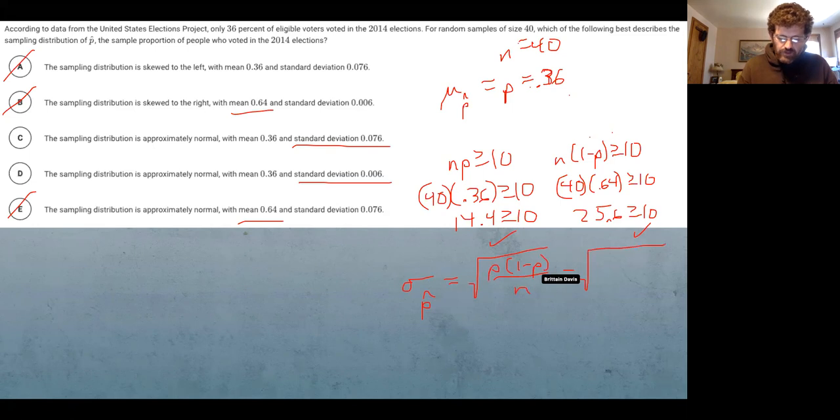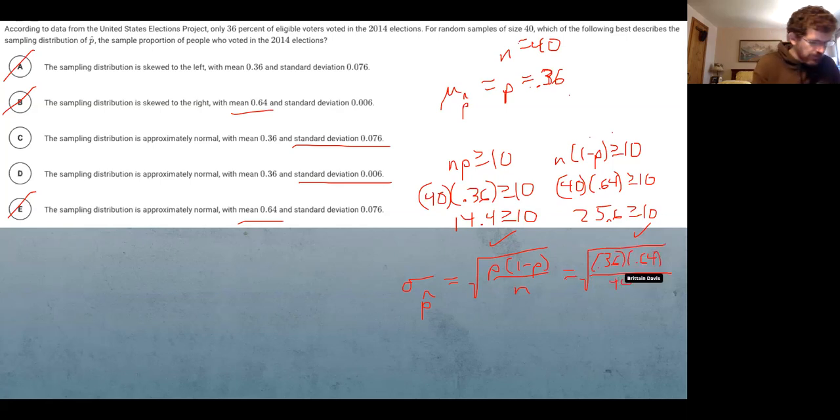And that's going to be 0.36, 0.64, divided by 40, and that'll give us the last piece of information we need. 0.076. So there's the answer.